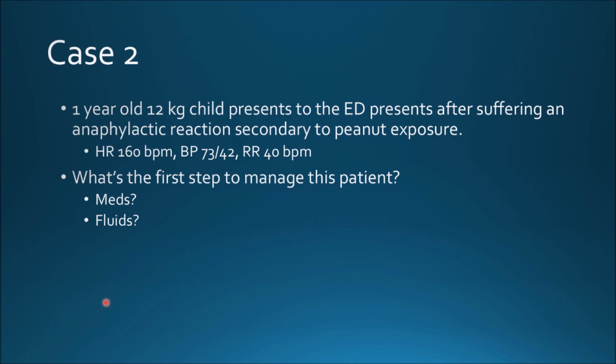Okay, so let's say we have a patient here who, and again, I know I'm running out of time, but let's say we have a 1-year-old patient here who's 12 kilograms, presenting to the ER after suffering an anaphylactic reaction secondary to a peanut exposure. A rogue peanut came in and caused anaphylaxis in this patient. So first off, what kind of meds do you want to give this patient here? Heart rate of 160, BP 73/42, respiratory rate of 40.